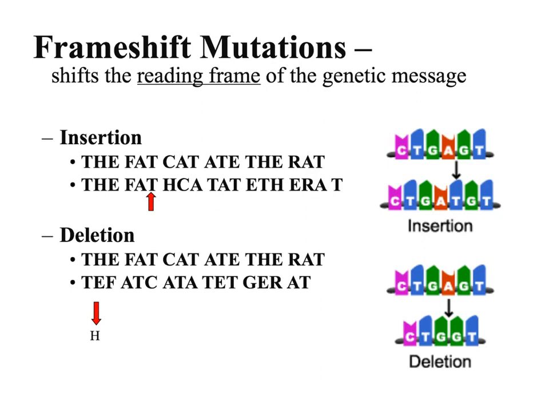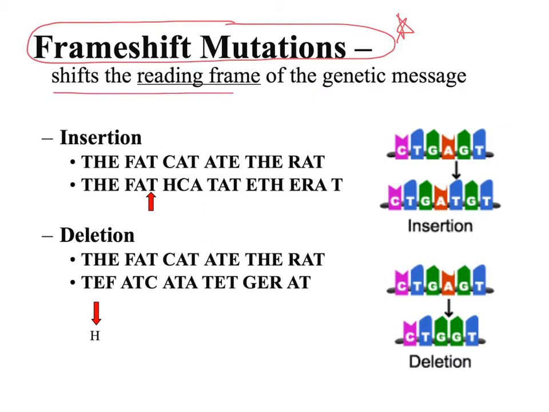The next type of mutation that we're going to look at is called a frame shift mutation, and we're going to go through two separate examples with this one. Frame shift mutations oftentimes have a larger effect on the organism because it shifts the entire reading frame of our genetic message, and we're going to be able to see that here quite easily. The first frame shift mutation we're going to go through is called an insertion.